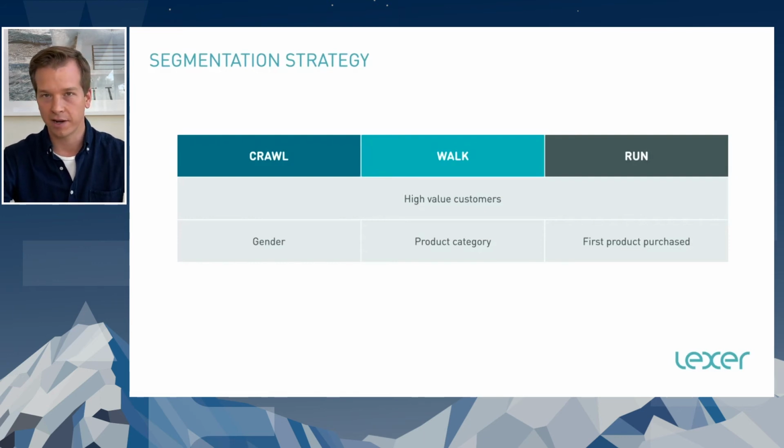Now, if you can't append gender to your file, you can build a single lookalike audience of high-value customers and then apply gender into the ad sets in the audience after you've created it.